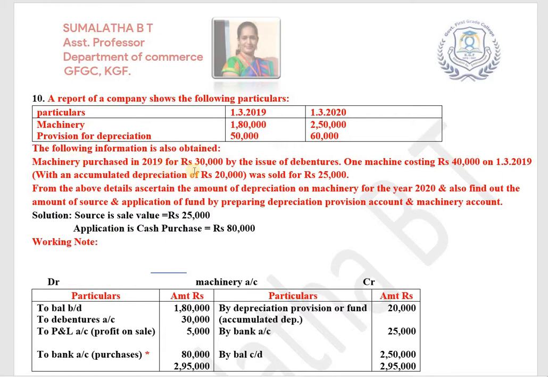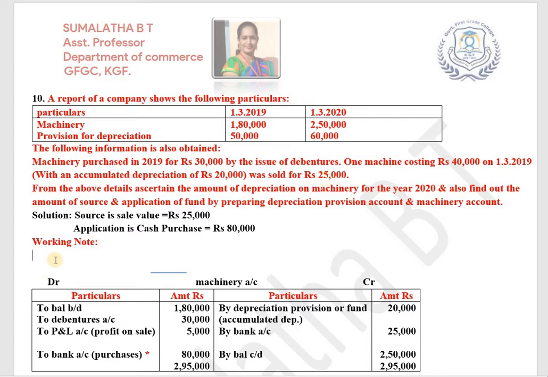Machinery purchased in 2019 for rupees 30,000 by issue of shares. One machine costing 40,000 with accumulated depreciation of 20,000 and sold for 25,000. With this transaction, we have to find out whether there is a loss or profit on the sale of the machinery.